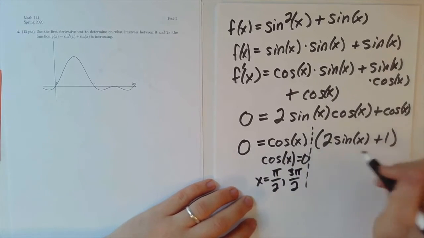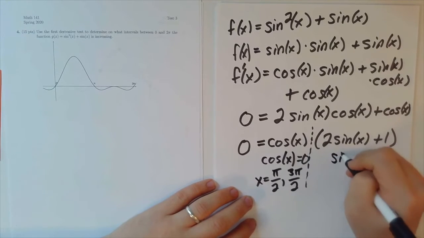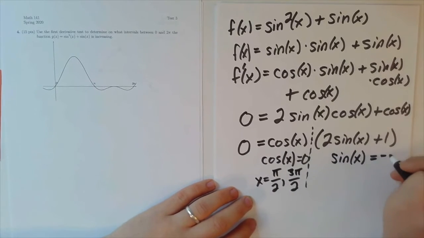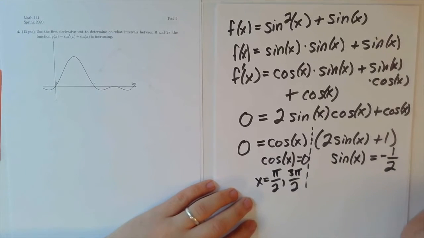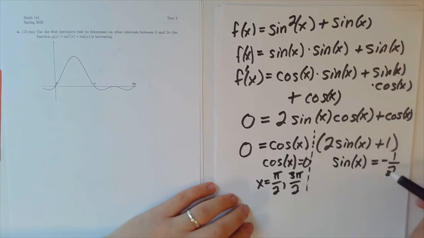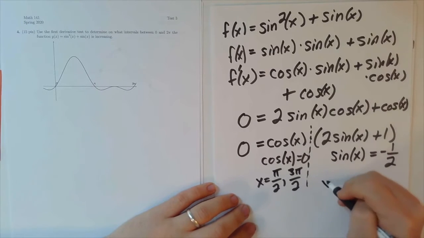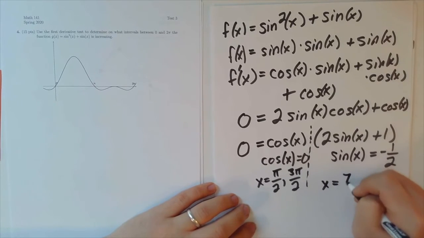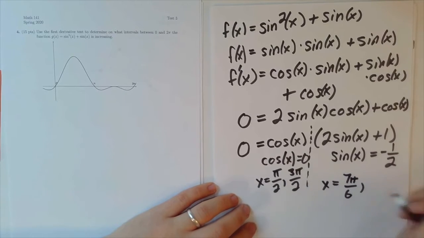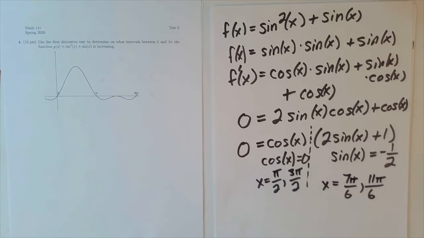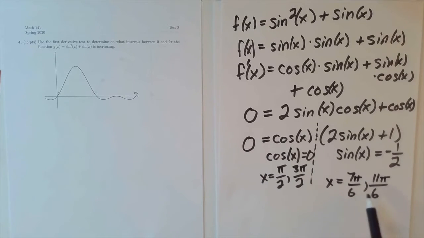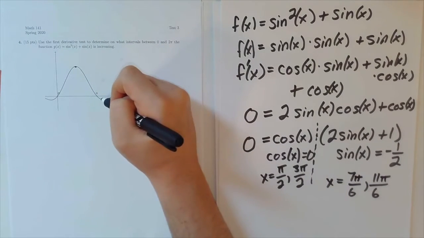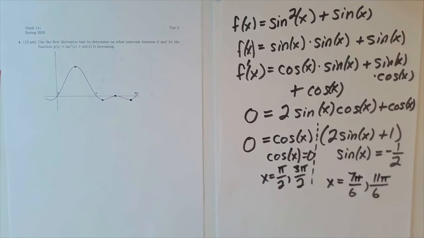And here, 2 sine of x plus 1 equals 0. That would tell me sine of x is minus 1/2. And conveniently, we actually already solved exactly this equation earlier, so you can look back to the previous video and look up that this is at 7 pi over 6 and 11 pi over 6. Okay, and so these are our 4 points that we can see in the graph here. It's that point, that point, that point, and that point.